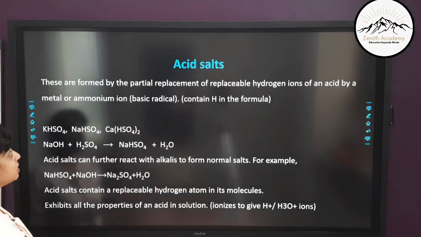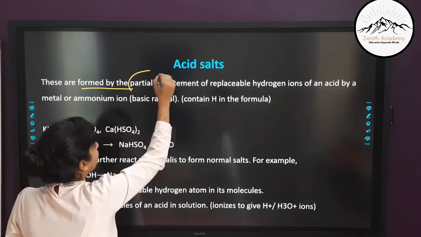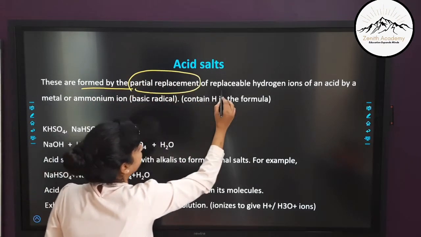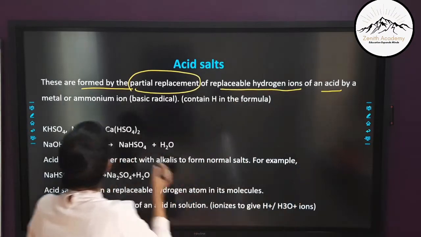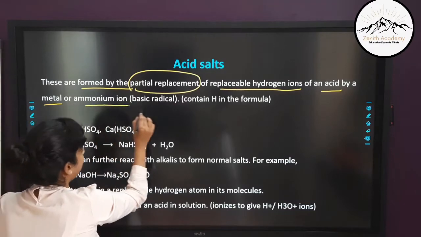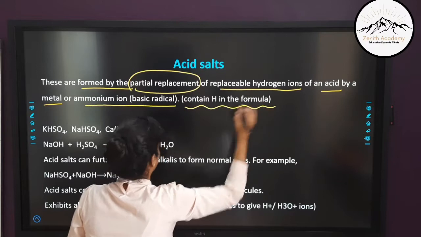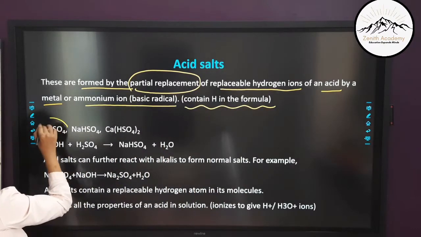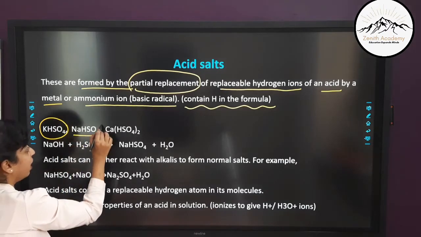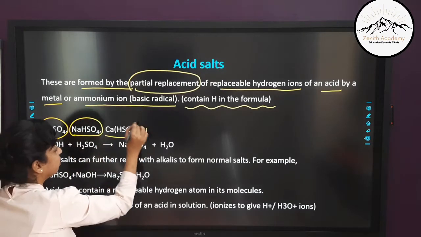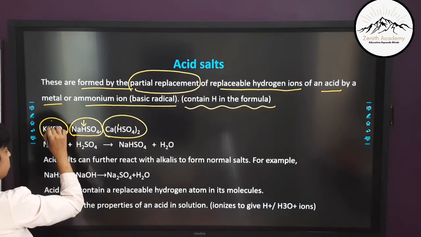Now what are acid salts? Students, these are formed by partial replacement of the replaceable hydrogen ions of an acid by a metal or ammonium ion or basic radical, and they contain H in the formula. So you can see here potassium hydrogen sulfate, sodium hydrogen sulfate, calcium hydrogen sulfate. In all of them there is one hydrogen. You can see the presence of hydrogen.